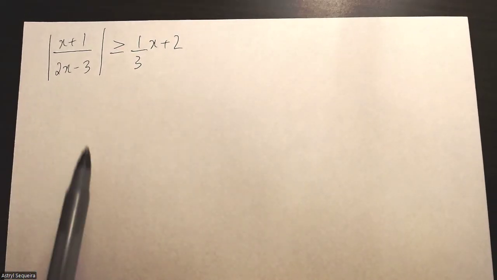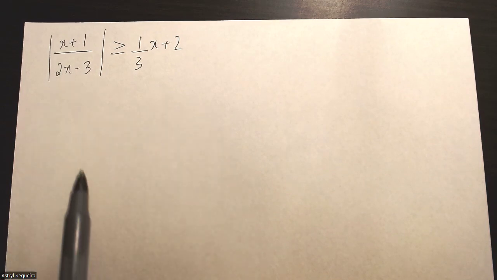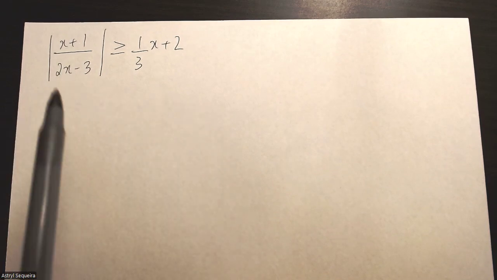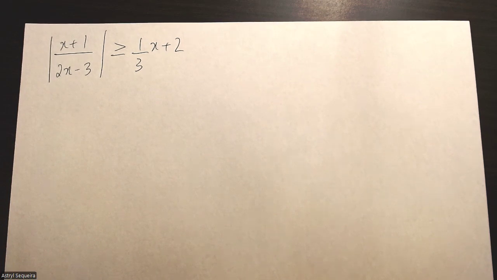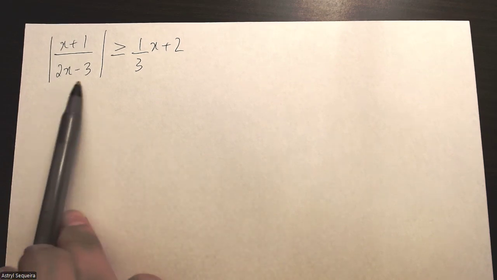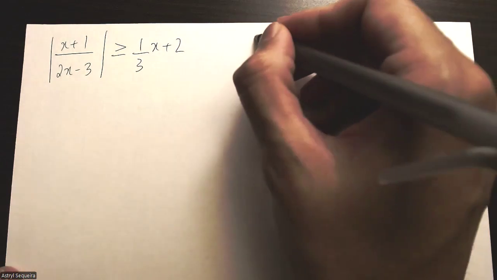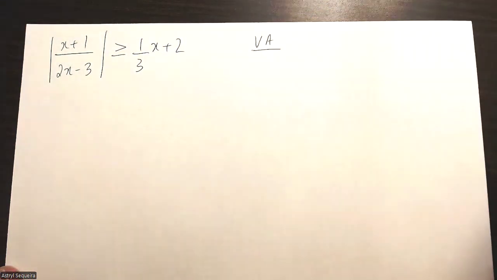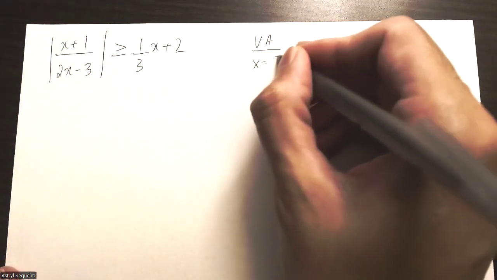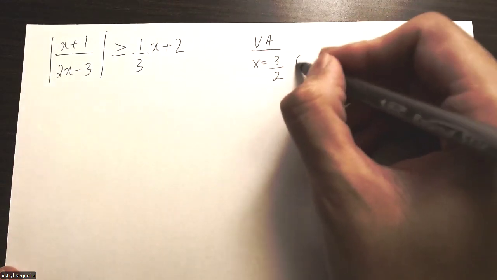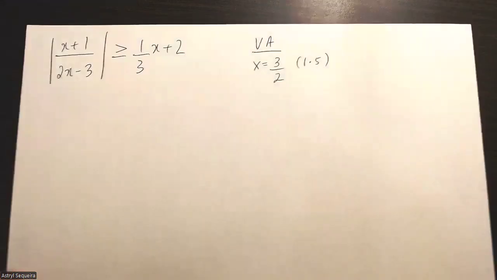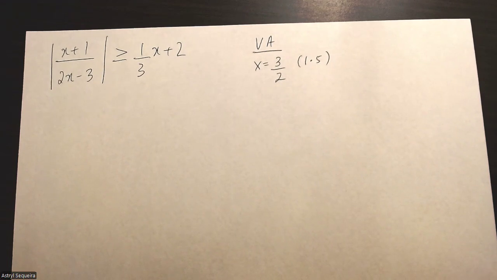All right, in this video, I want to solve this absolute inequality over here. It's a rational function inside the absolute value. So first thing to do is to note that we have a vertical asymptote over there. And our vertical asymptote is at x equals 3 over 2, or basically that's 1.5 if you want to think of it as a decimal.